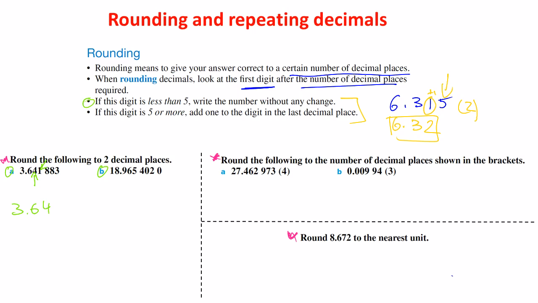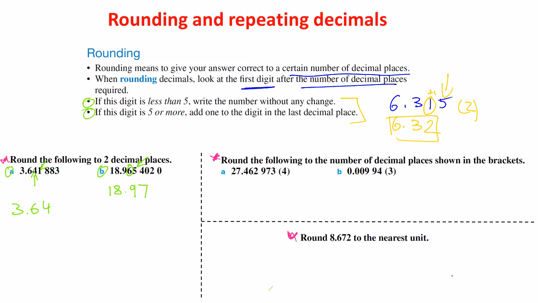2 decimal places, so 2 positions from the decimal point is a 6. Next to that is a 5. 5 fits that rule, and because it fits that rule, I've got to add 1. So 6 plus 1 will give me 7. That becomes 18.9.